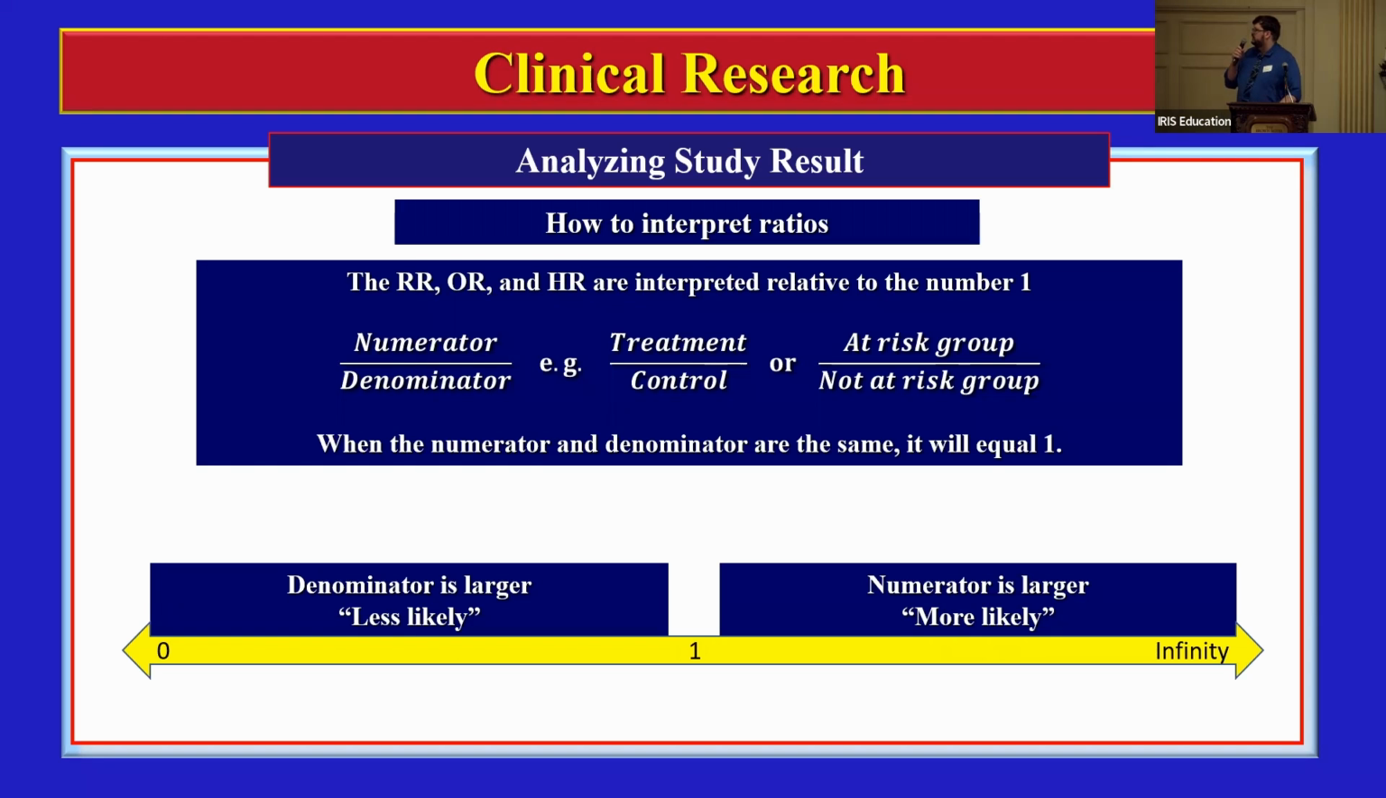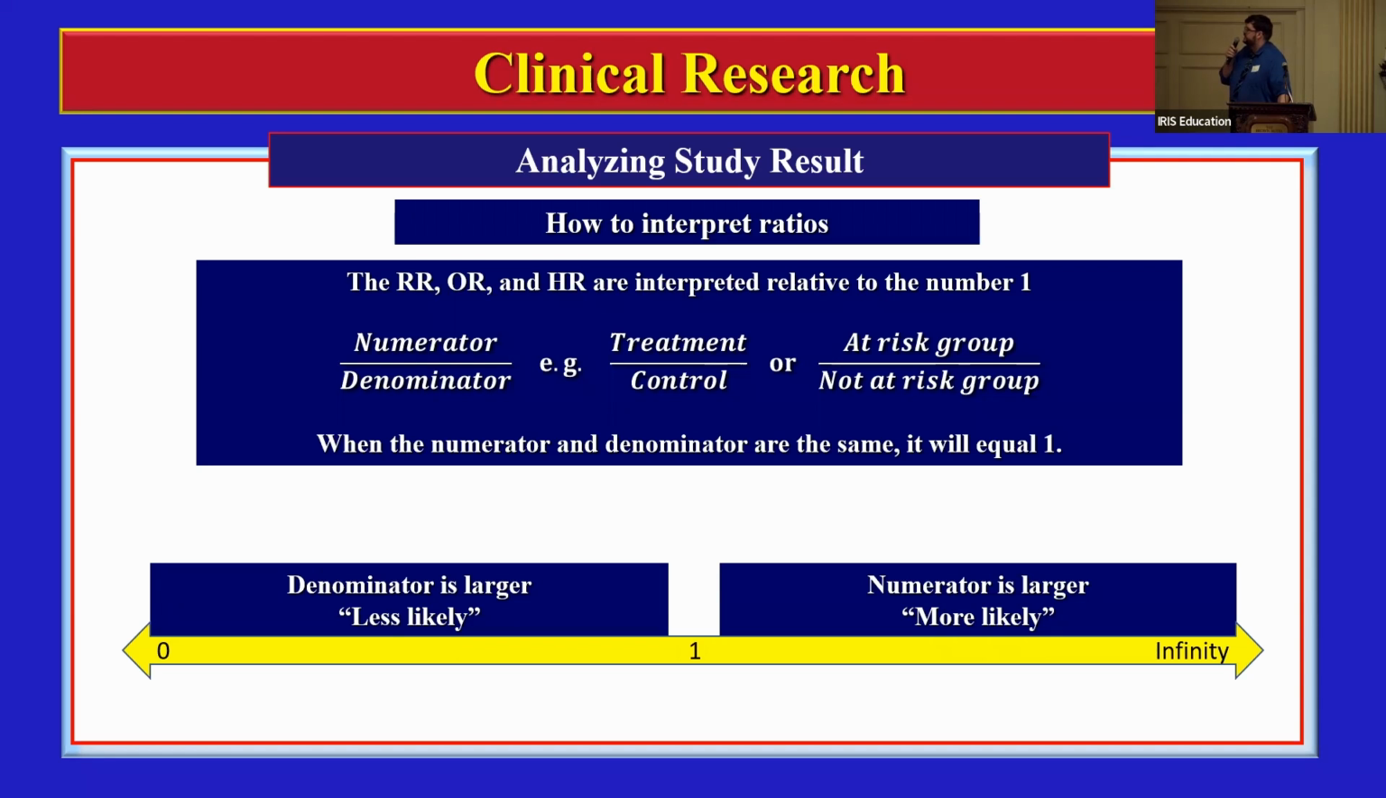So then, again, remembering that they're ratios, they can go from anywhere from 0 to infinity. If your odds ratio or relative risk is less than 1, that means that your denominator is larger and that it will be less likely or lower odds. If your odds ratio or relative risk is above 1, that means your numerator is larger, and then it will be more likely or increased odds.